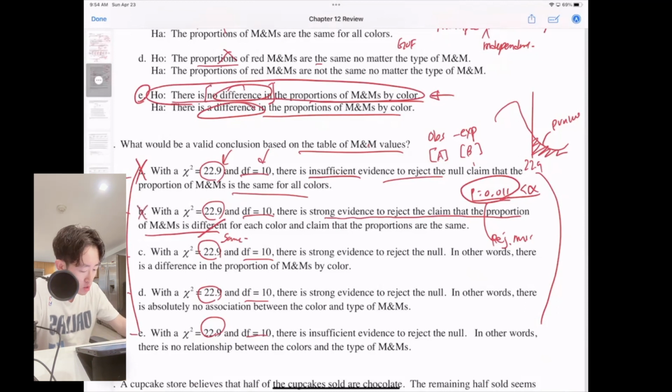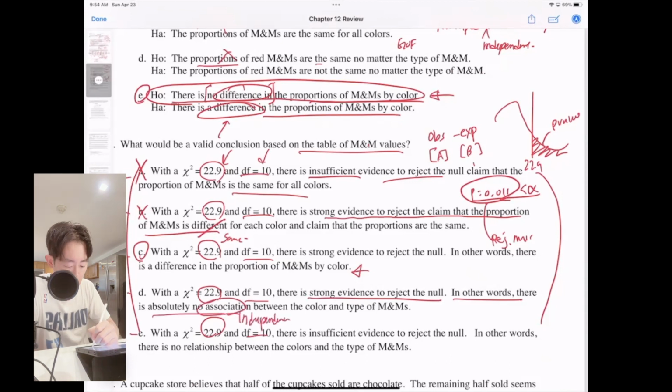With chi-squared of 22.9 and degrees of freedom of 10, there's strong evidence to reject the null. In other words, there is a difference. Yes, because we are supporting the alternate hypothesis stating that there is going to be a difference. There's strong evidence to reject the null. There is absolutely no association. Wait a minute. Association is for independence, and that is not the test that we just ran from the previous question. So D is out.